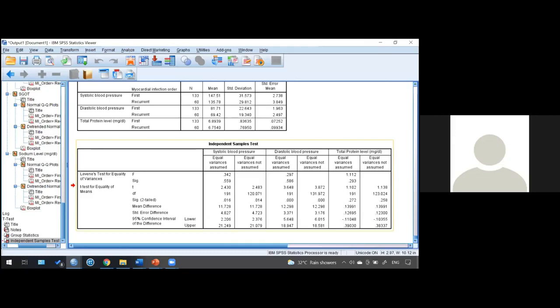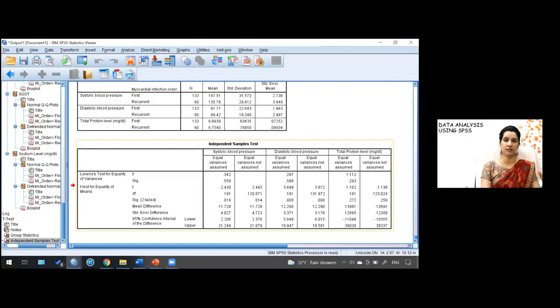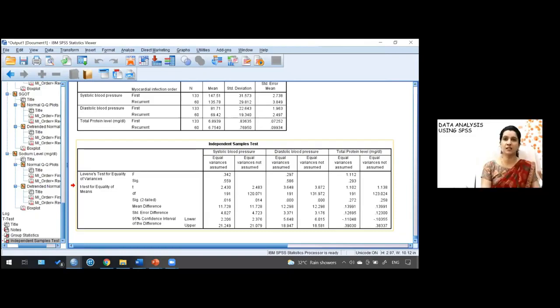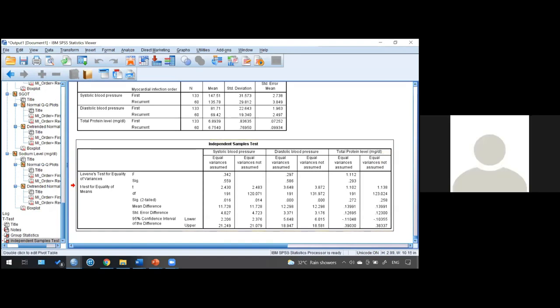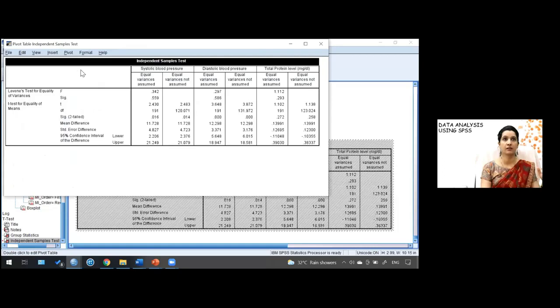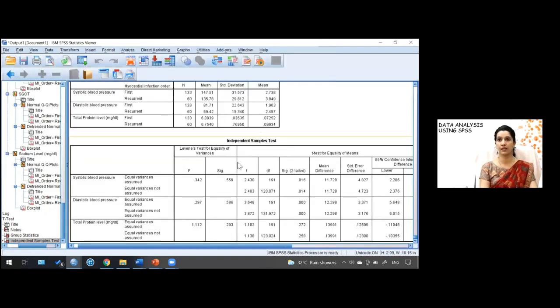Did you get what I did? Or should I repeat it once again? Ma'am, repeat, ma'am. Okay, yes, I just transposed the rows and columns. So what was the initial one? If you double click on the table, initially it was like that. Initially, when I gave the output, the table was like that, right? It was in a horizontal spread.